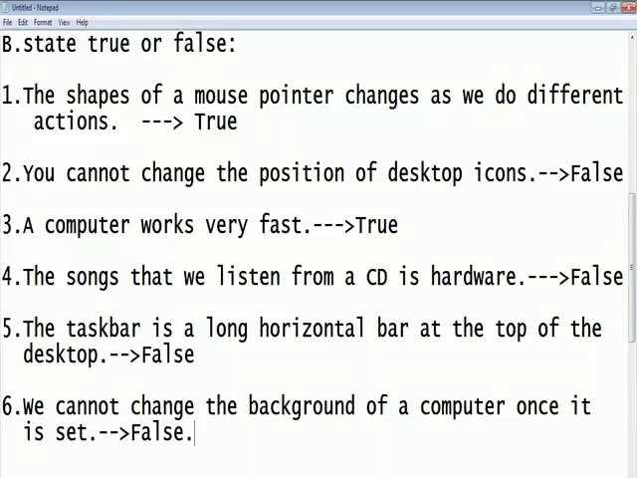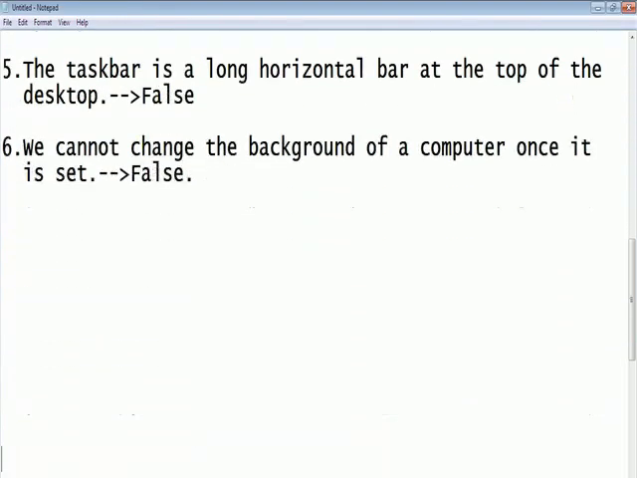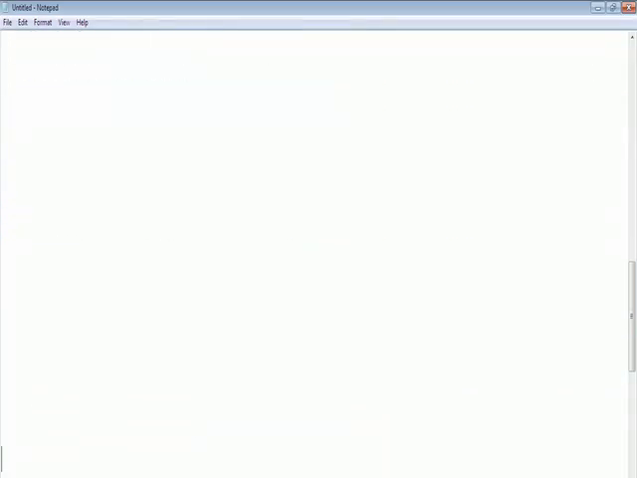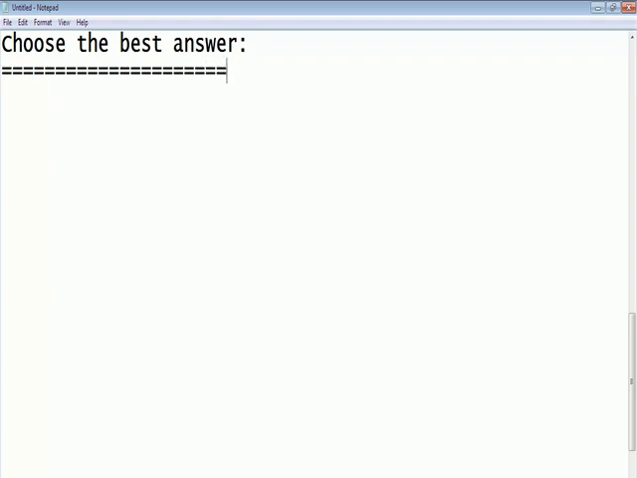Now the next one is choose the best answer. Now first question.